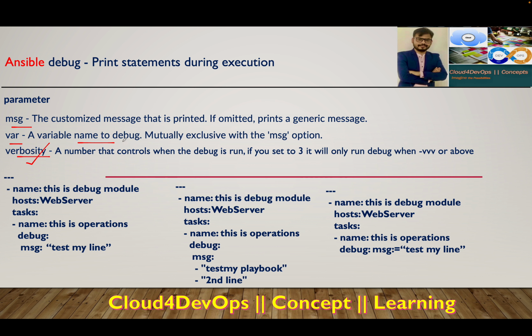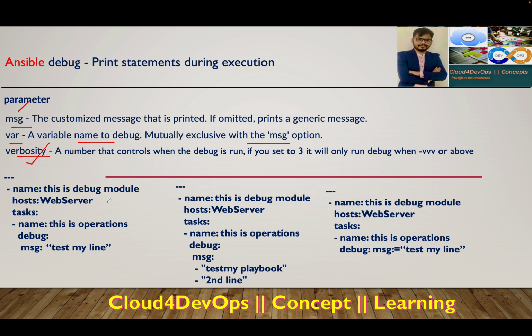Variable comes with the name of the variable to debug, and it is mutually exclusive with the message option. For example, say you are running an Apache installation or any set of operations on multiple Ansible managed nodes. Inside that you are using a variable and you want to print it out, instead of writing "this is my operation happening on this particular server". Instead of writing that, let's use a variable, parameterize it, and print that variable out within your result section.